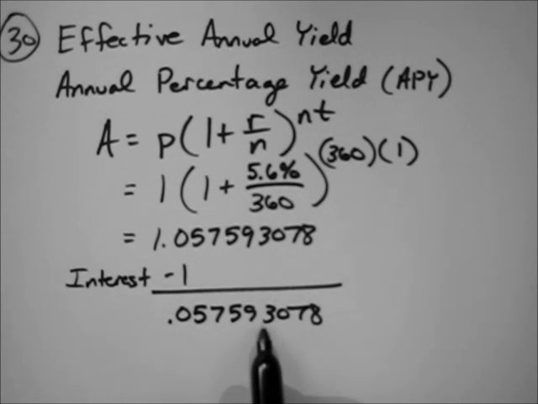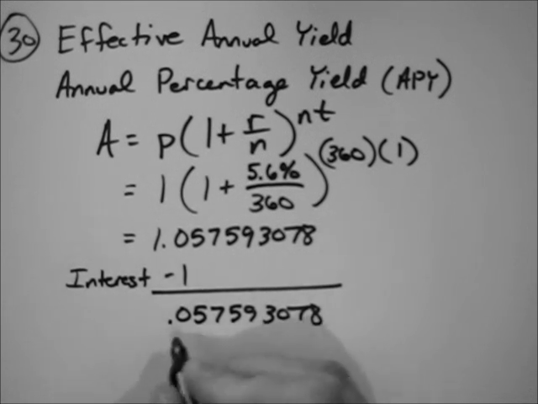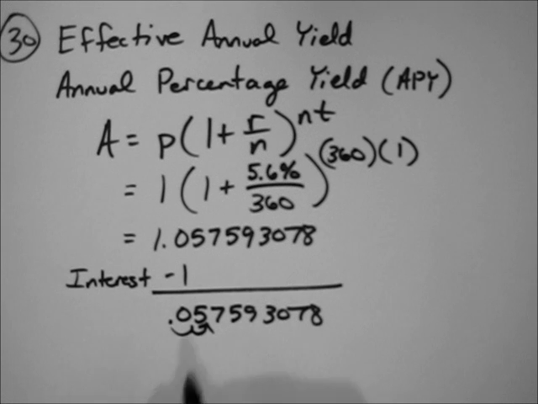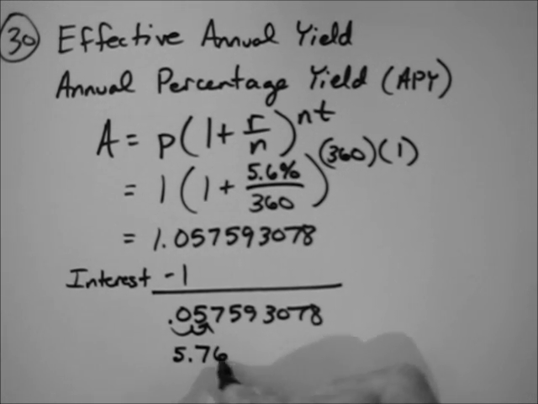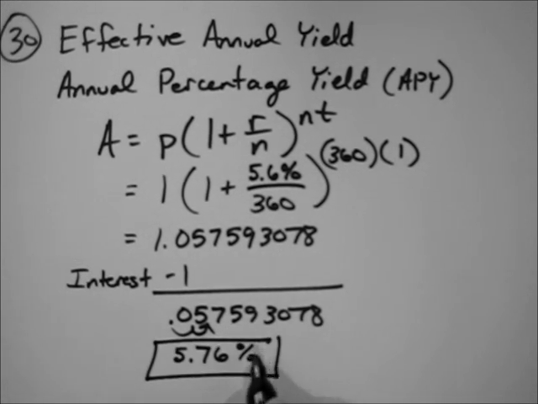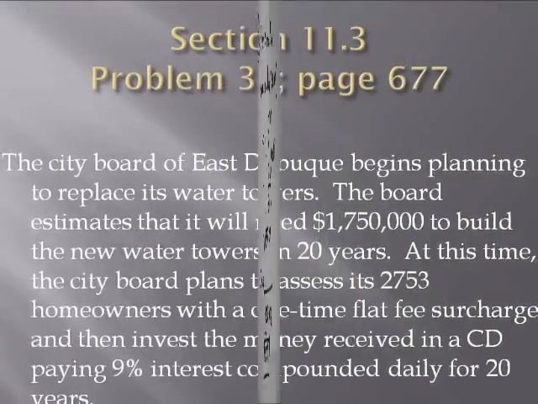Now, if you want to know what percentage you earned, you can say what percent is this of $1, and solving that problem just results in moving the decimal place 2 places. So 5.7, it's common to round APY to 2 decimal places, so 5.76% is the effective annual yield on this account, or the APY on this account.